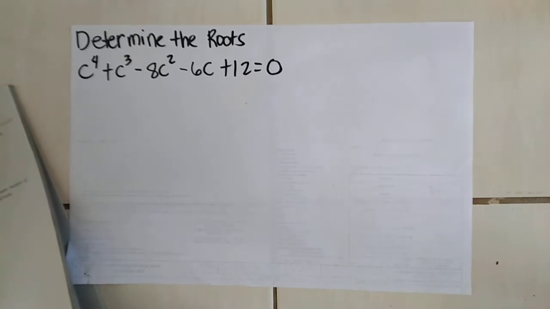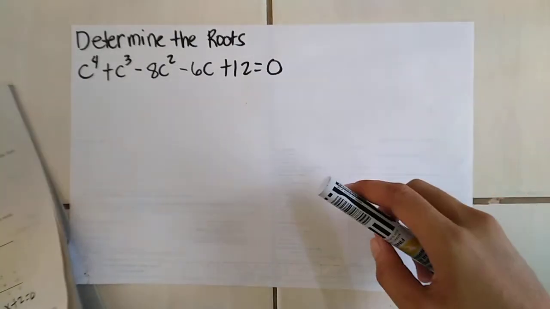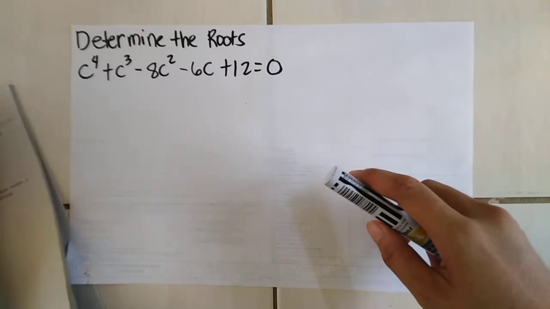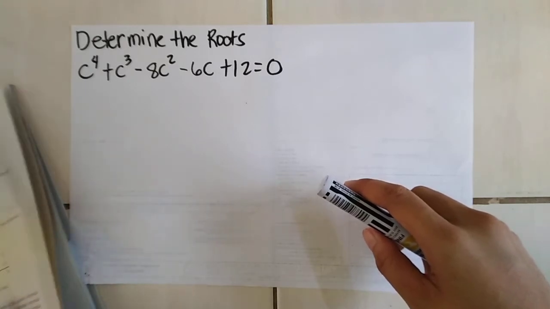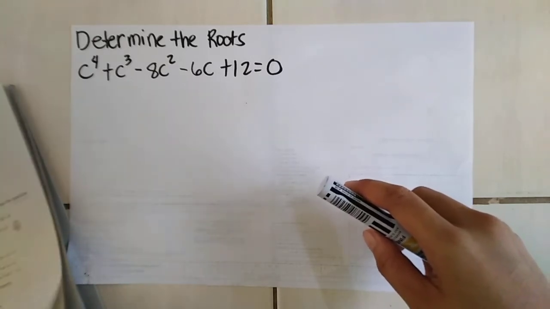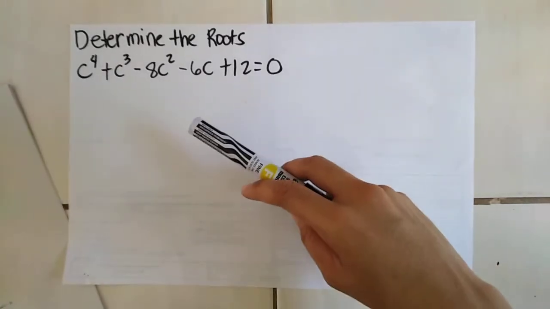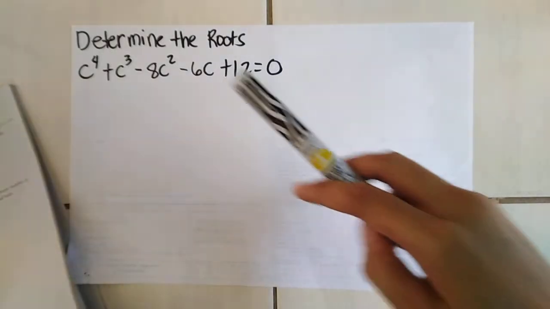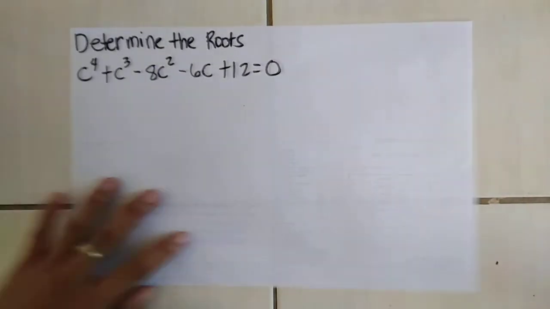Okay, so we have here another example. We are going to determine the roots of c to the fourth plus c cubed minus 8c squared minus 6c plus 12. Since this is already in general form, we first get the numerical coefficients, because we will use synthetic division. Okay. Let's proceed.